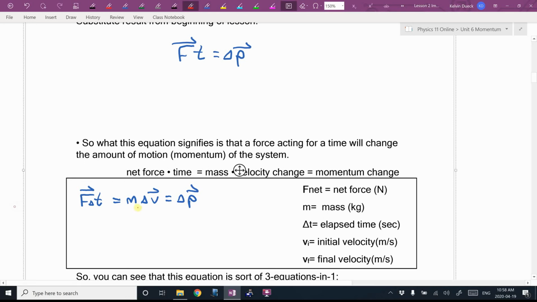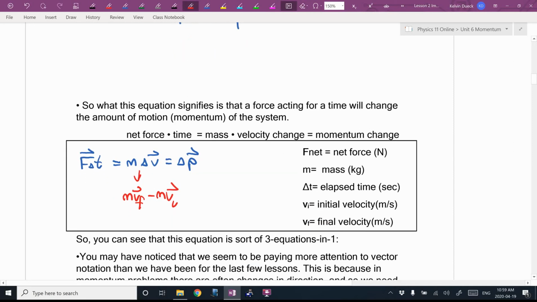And remember that this is really mv final minus mv initial. I almost always break it up into this right away. So F net is the net force, what, ma. M is mass, delta T is the time, V initial, and V final. It's sort of 3 equations in one.